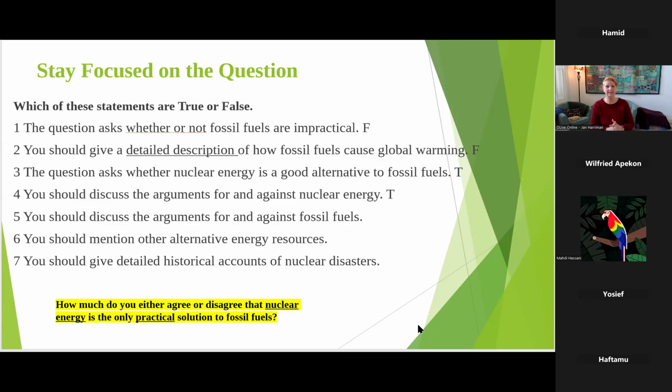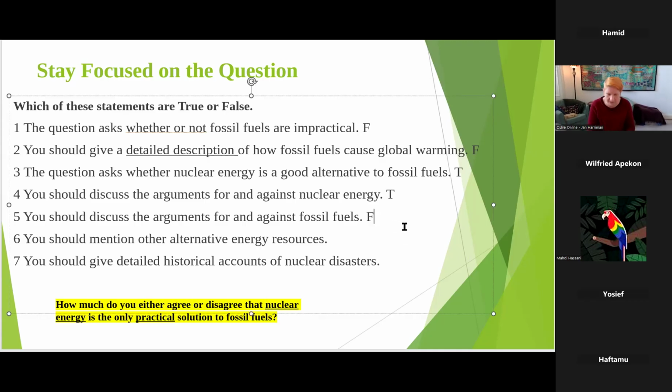How about you should discuss arguments for and against fossil fuels? What do you think? Should we discuss arguments for and against fossil fuels? Good, false. Exactly. That is background information. It is stated as fact. It's not part of the question.